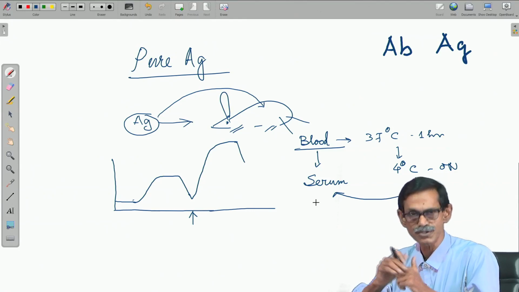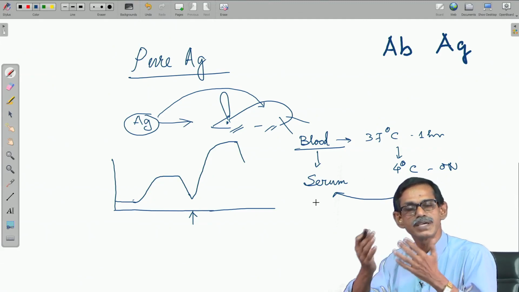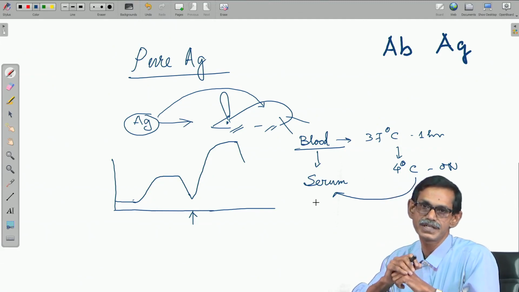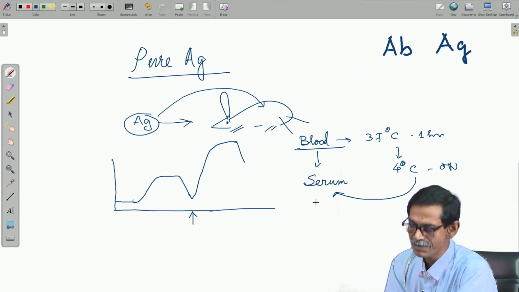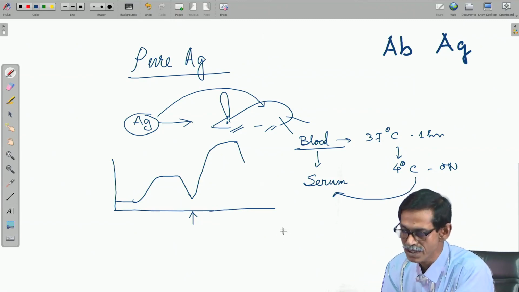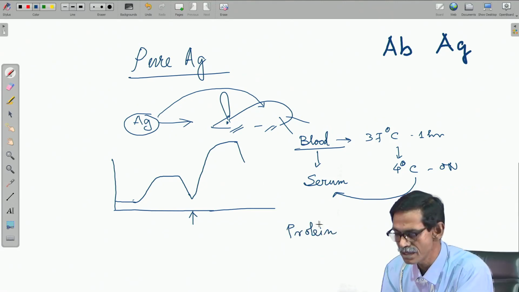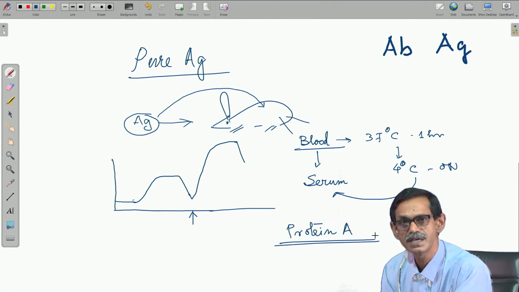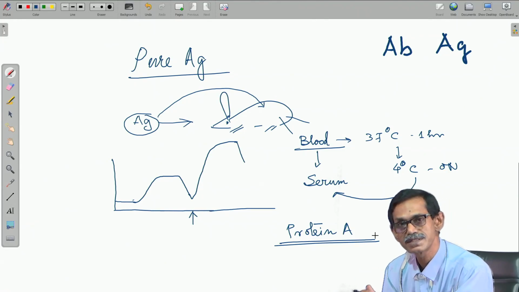I am not going into detail here at this moment, but we can purify the antibody by affinity chromatography. Those who are interested, go and read about affinity purification of antibody using protein A. Protein A affinity purification is normally used to purify IgG. That way, from the serum only IgG you can separate.